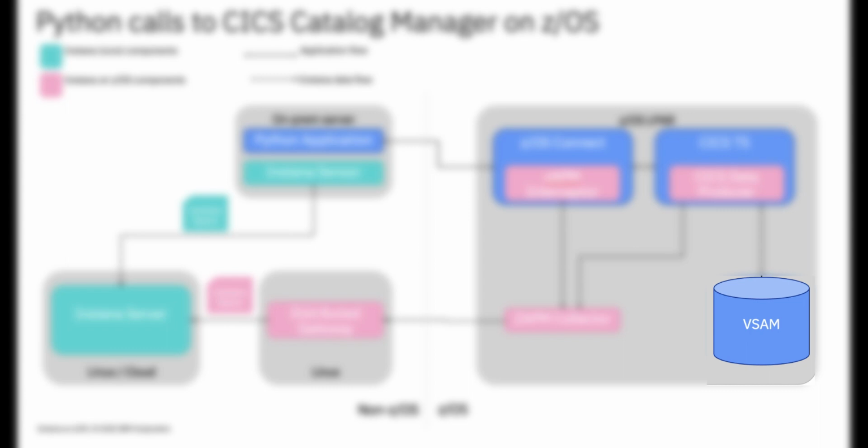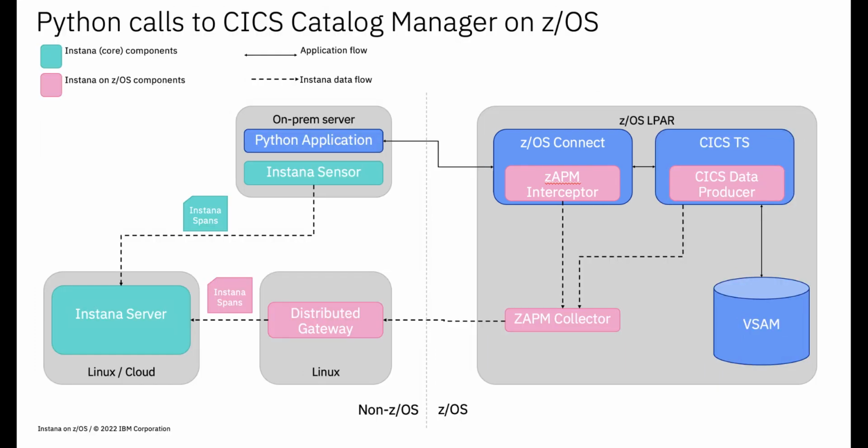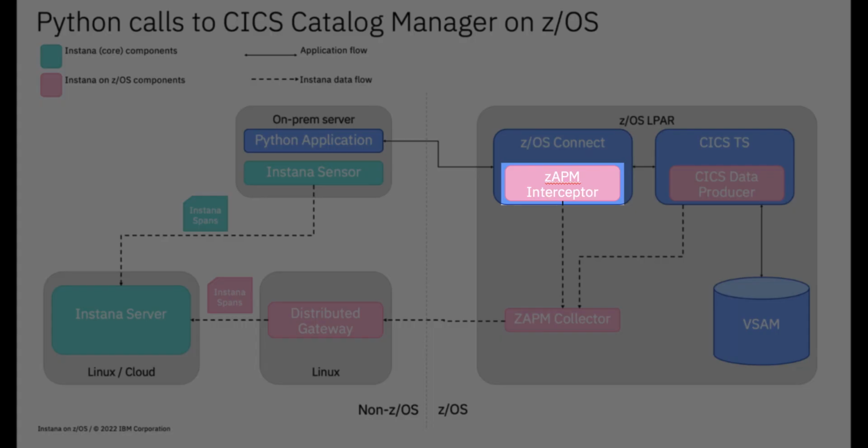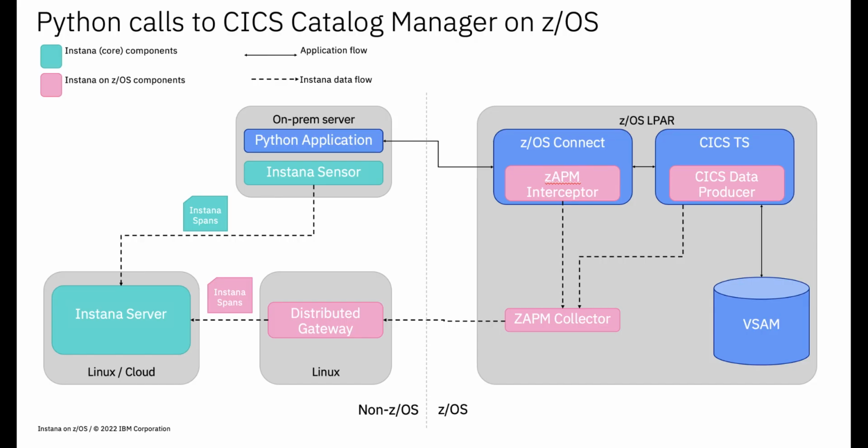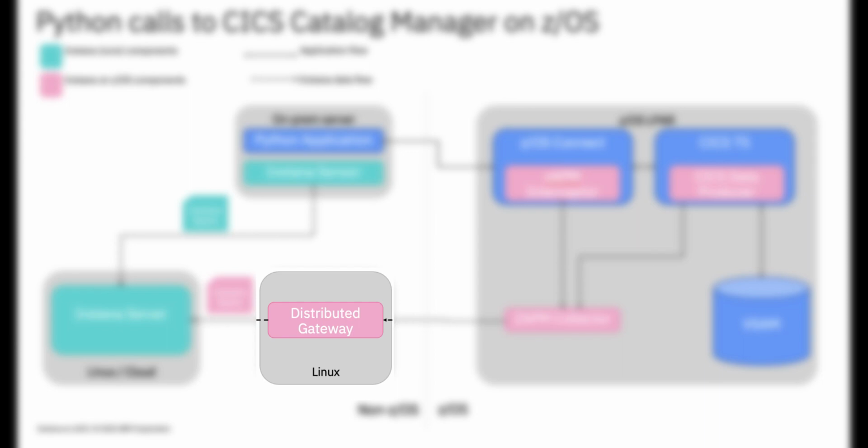To allow users from outside of the mainframe to access the application using REST API, Maciej set up the z/OS Connect component. Maciej also installed all Instana components required on the z/OS side, such as the zAPM Interceptor, CICS Data Producer, and zAPM Collector. Those components are required for tracking of the transactions. On the distributed side, I've installed the so-called zAPM Distributed Gateway as a set of containers running on Docker on Linux. I've created a Python application that will be calling CICS Catalog Manager from another Linux box.